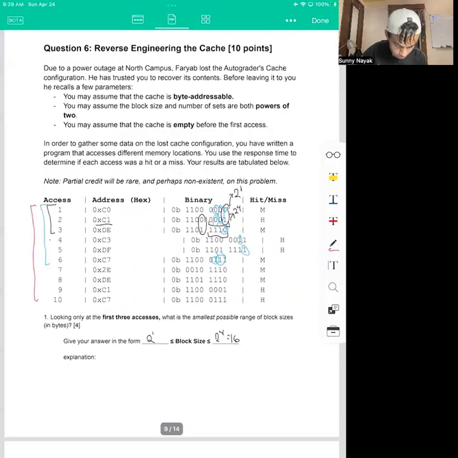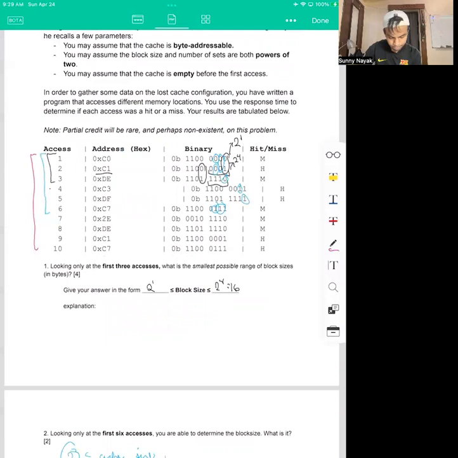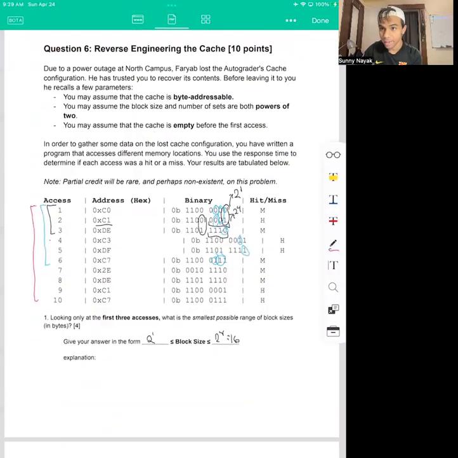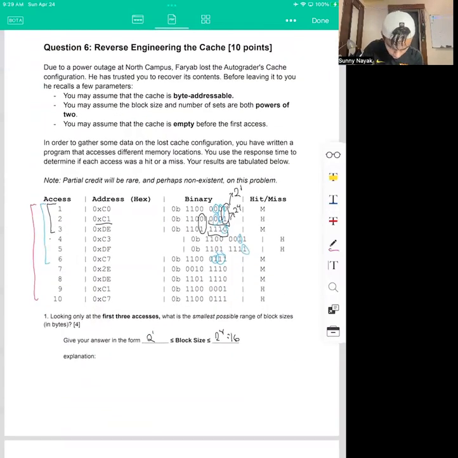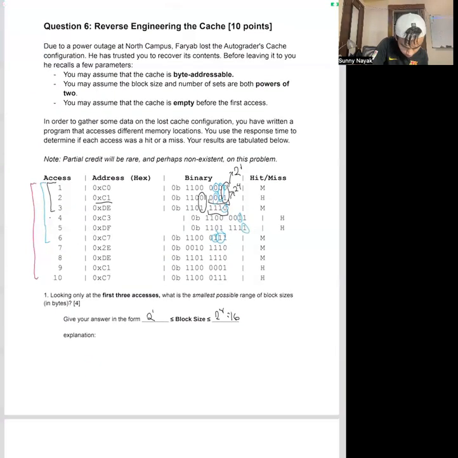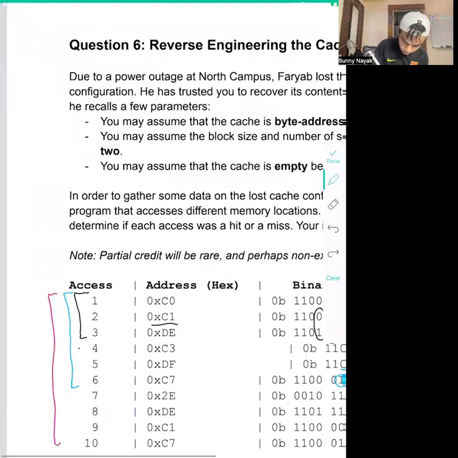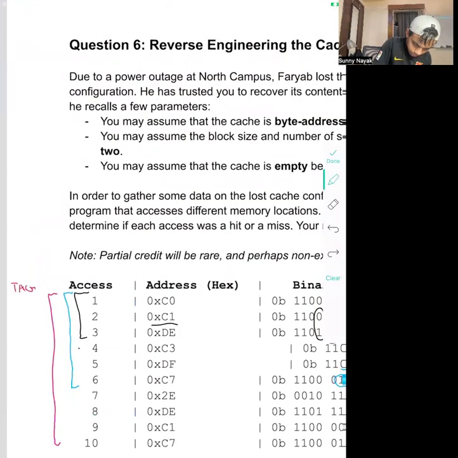So let's first do the associativity of the cache. I know this is not going to be a fully associative cache, and the reason for that is quite straightforward. But I think before we move forward, it would be very useful to go and write out the tag bits for each of these addresses.